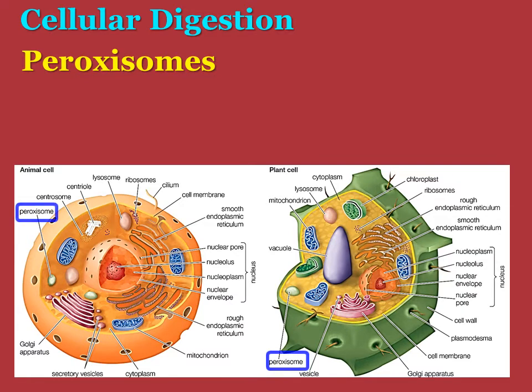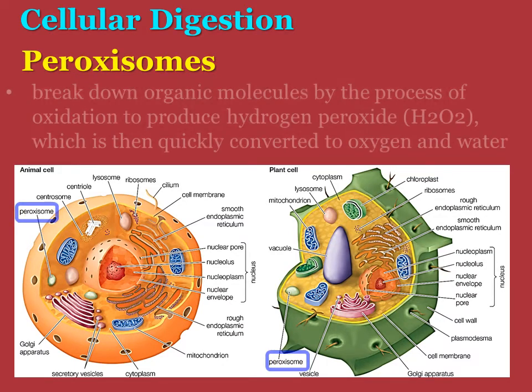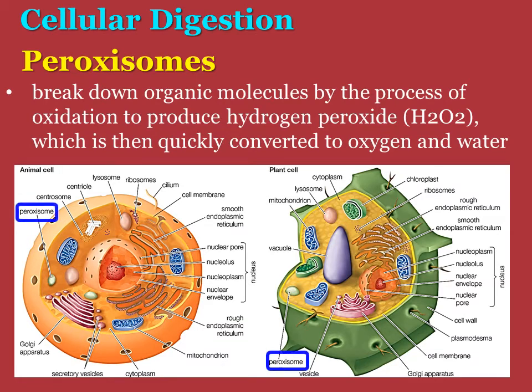Peroxisome, similar in structure to lysosome but smaller, is the site for oxidation reactions for both plant and animal cells. Peroxisome contains enzymes that can break down various organic molecules and toxic substances through oxidation. In the process of digestion, hydrogen peroxide, a toxic substance, is produced. This byproduct is further degraded within the peroxisome to water and oxygen.